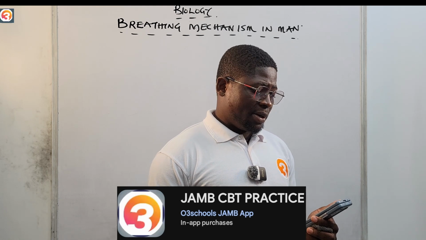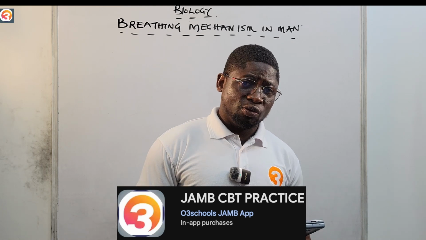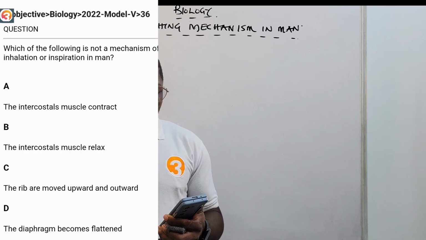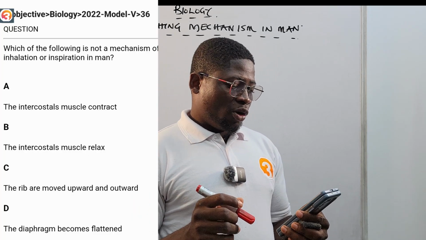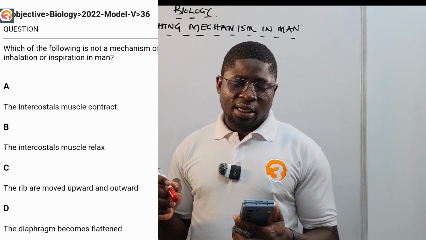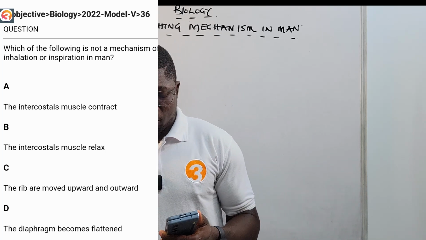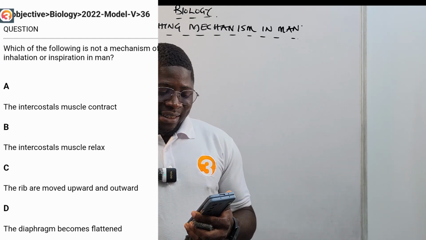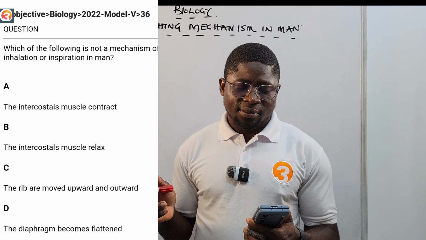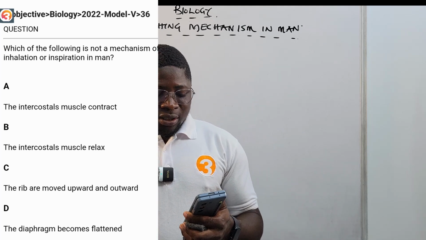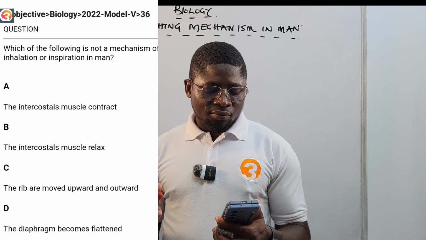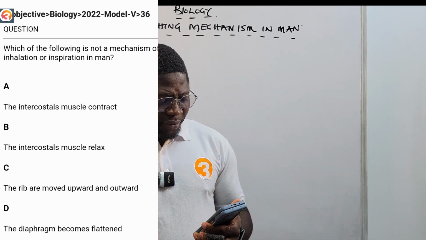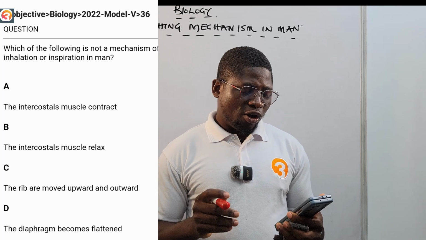We'll talk about the app in a moment. Let us see a question from the app. This is a 2022 question, number 36. It says, which of the following is not a mechanism of inhalation or inspiration in man? A says the intercostal muscles contract. B says the intercostal muscles relax. C says the ribs are moved upward and outward. And D says the diaphragm becomes flattened.